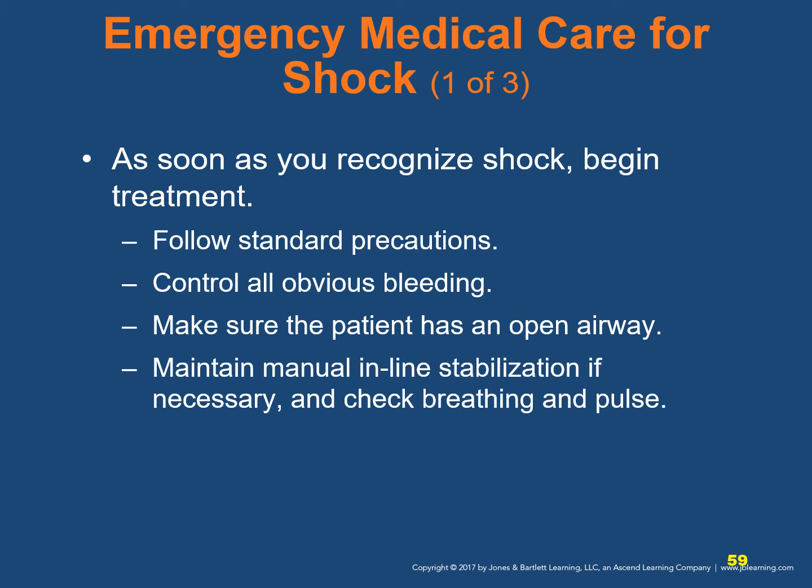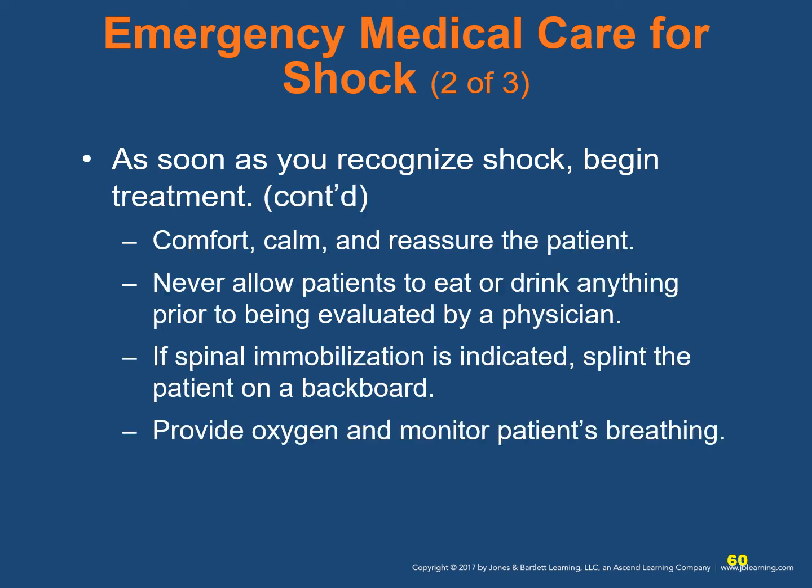If direct pressure is not rapidly successful in the control of bleeding from an extremity, apply a tourniquet proximal to the bleeding site according to the local protocol. Make sure the patient has an open airway. Maintain manual inline stabilization if necessary, and check for breathing and pulse. Comfort, calm, and reassure the patient while maintaining the patient in the supine position. Never allow patients to eat or drink anything prior to being evaluated by a physician.